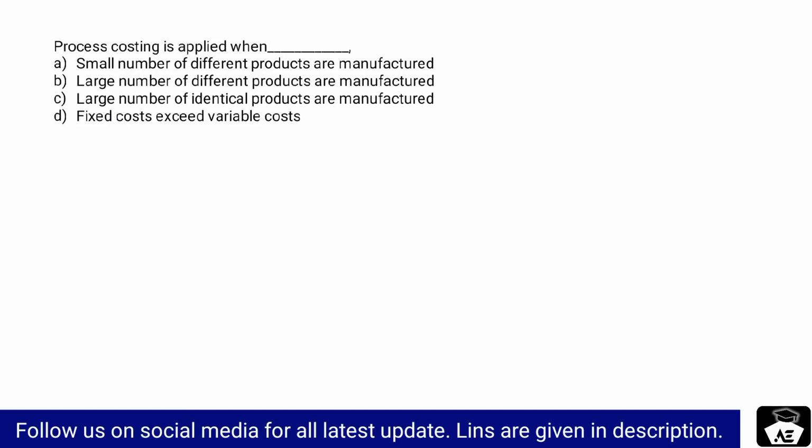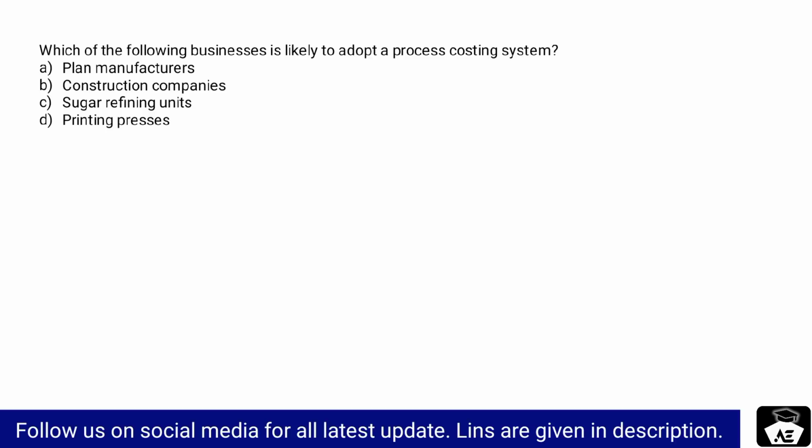Moving to next question. Process costing is applied when. Process costing applies when your process passes through multiple processes or multiple layers and the business is such that your number of production is large. So here the correct answer is large number of identical products are manufactured. Moving to next question. Which of the following business is likely to adopt a process costing system?